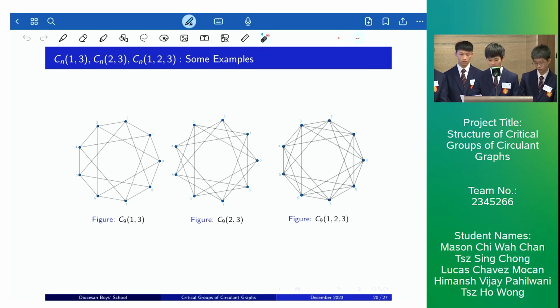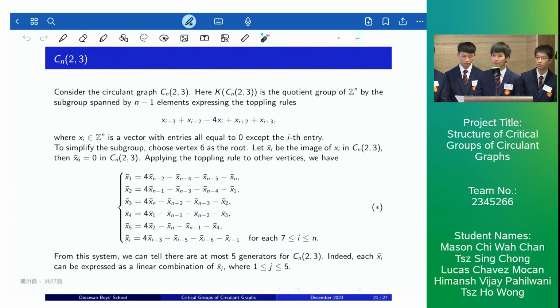For example, in C_9(2,3), for all i from 0 to 8, each vertex labeled i is connected to the vertices i plus or minus 2 and i plus or minus 3 modulo 9. We focused on circulant graphs of jump size up to 3. We first attempted C_n(2,3), and from the toppling rule derived from the chip firing rules, it generates a system where all other vertices can be expressed as linear combinations of x_1 to x_5.